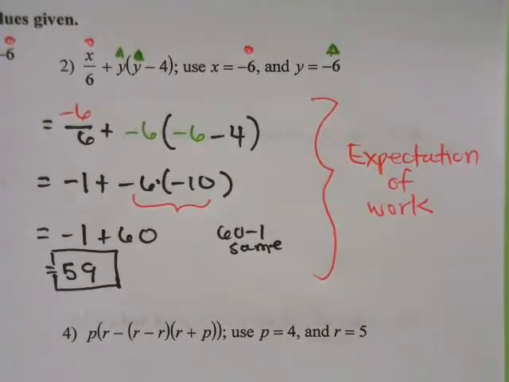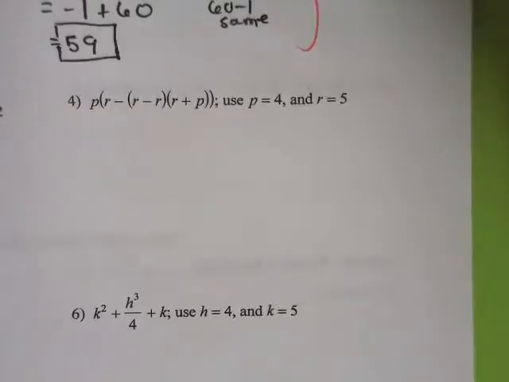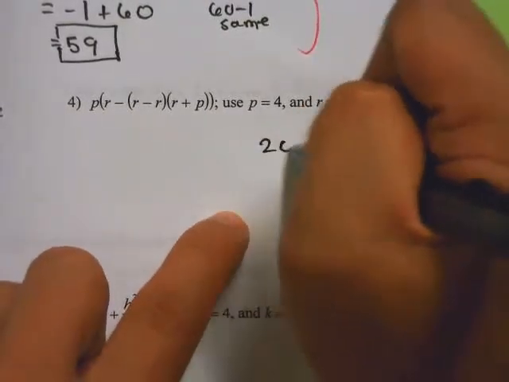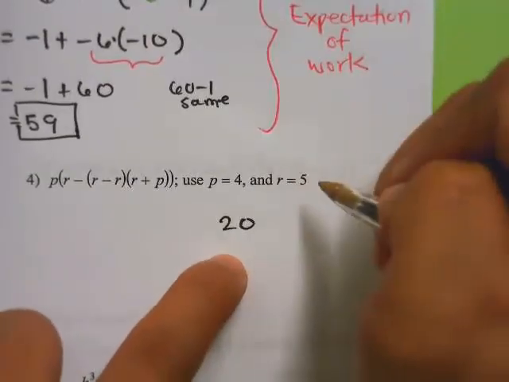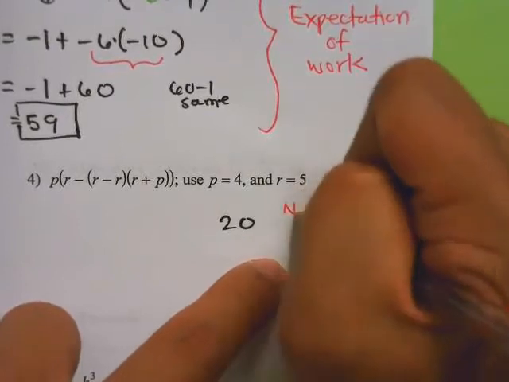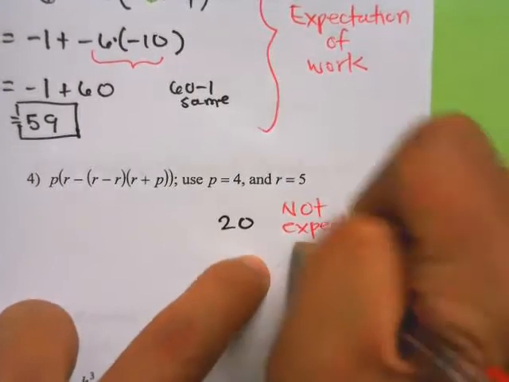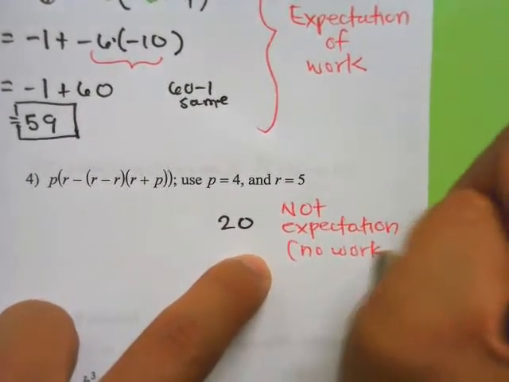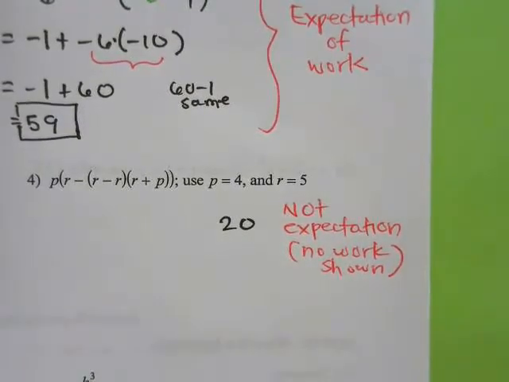Okay, so here's the expectation of the work, and then I'm just going to grab the answer from number 4. Number 4 is 20. If you're doing number 4, which is part of the classwork homework, and you write down 20, this is not what I'm expecting. Okay, I'm going to tell you guys, I'm going to return it to you on Google Classroom. I'm just asking you guys to show some work. So this is not an expectation. This is no work shown. And I'm going to return this to you on Google Classroom.